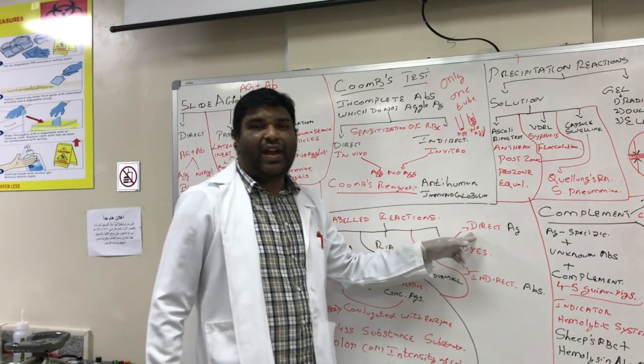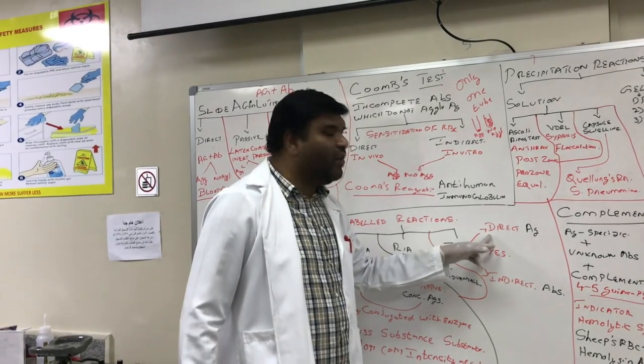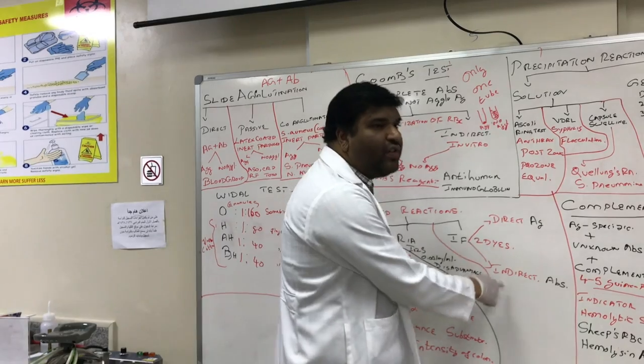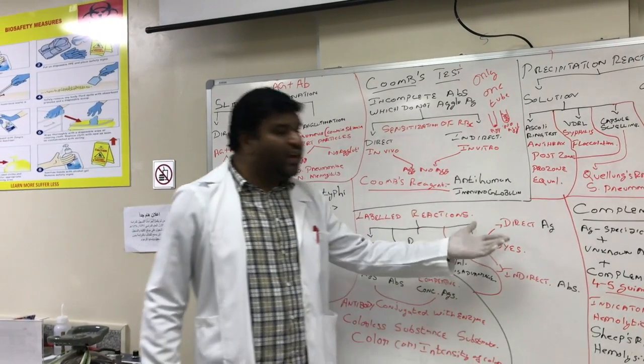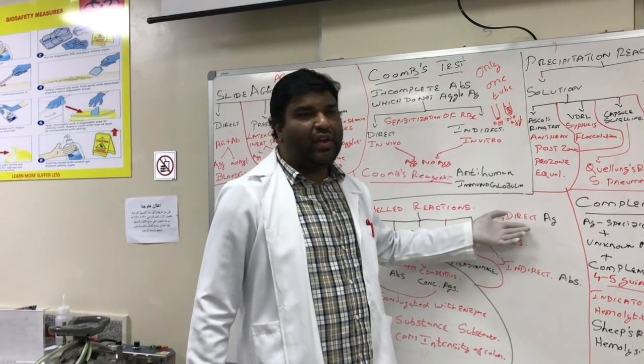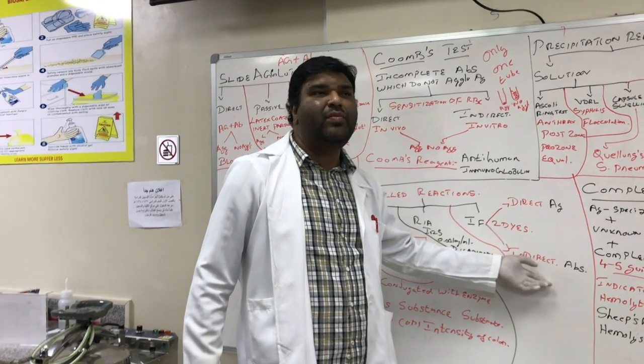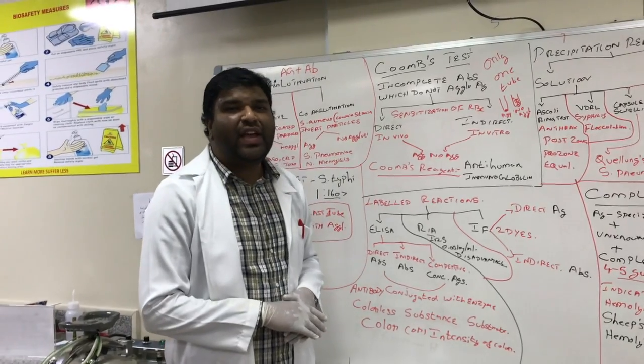Anything related to antigens or microorganisms is direct. Anything related to antibodies or serum is indirect. I have given some examples, like rabies, and here I have given serum. Apart from that, I request you to go for self-study.